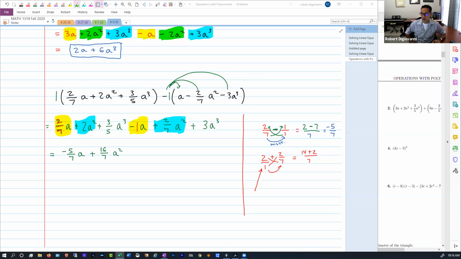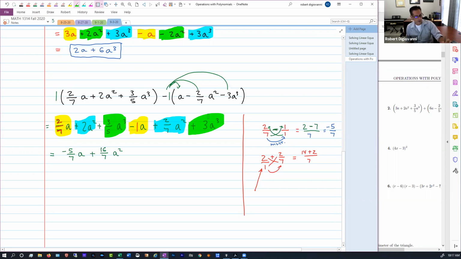Someone said we're going to combine the A cubes, yes? Yes. Okay, so same thing, we have to look at the coefficients. So we're looking at combining these two together, right? So when we combine those two together, we have to look at the coefficients, which is 3/5. And we're going to add that to 3, which I'm going to write as 3/1.